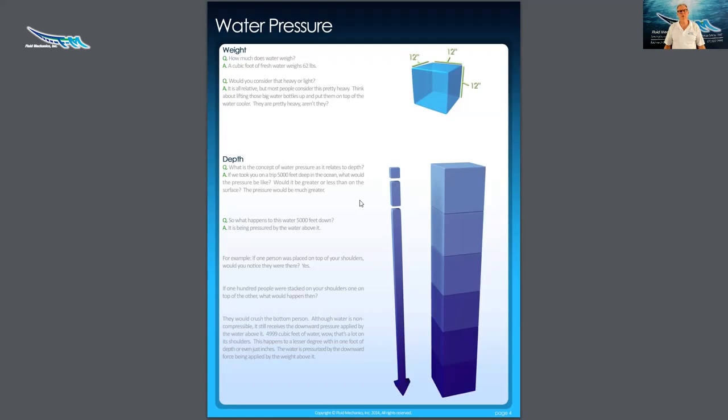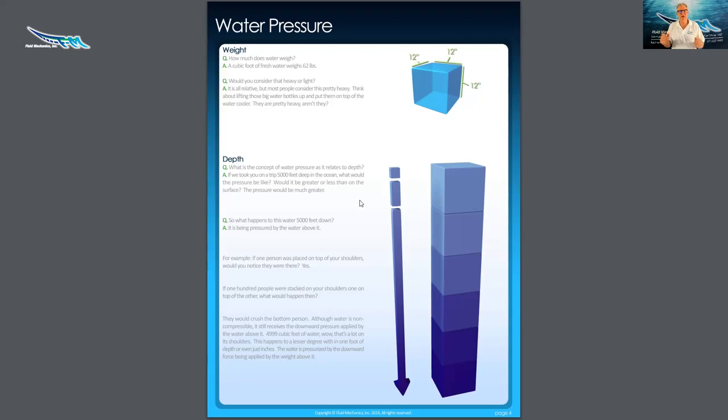So the first thing we want to do is look at how much water weighs. A cubic foot of fresh water weighs about 62 pounds. So 1 cubic foot is about 62 pounds. And the big question here is, would you consider that heavy or light?